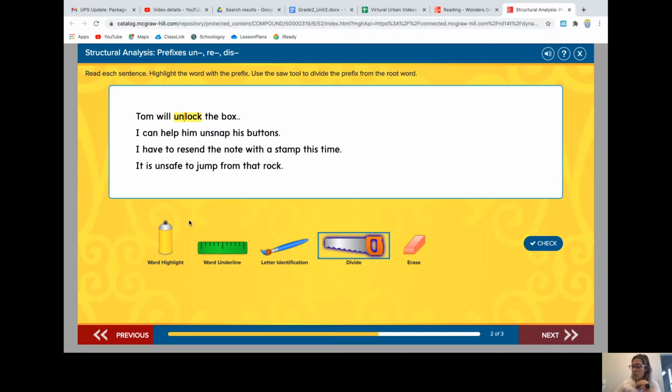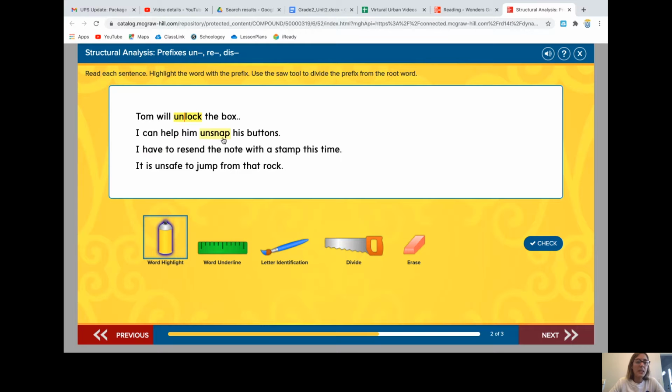Now, here is where un means the opposite of. Okay, so Tom will, it doesn't mean not lock, it means he's going to undo. So he's going to do the opposite of that, by undoing the lock, the opposite of locking. Right? Okay, perfect. Next sentence.